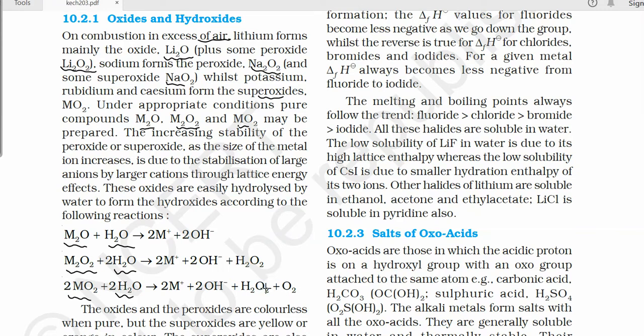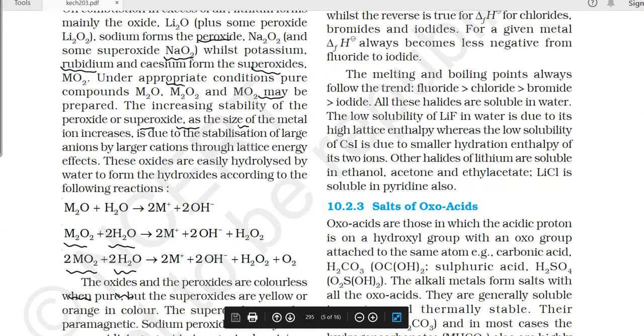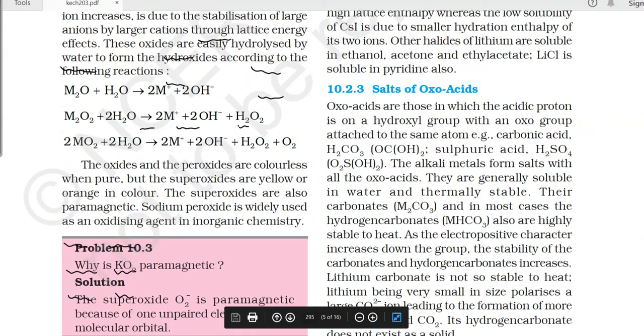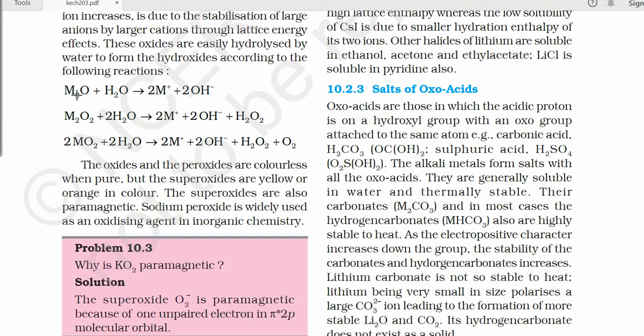The oxides and peroxides are colorless when pure, and superoxides are yellow or orange in color. The superoxides are also paramagnetic. Sodium peroxide is widely used as an oxidizing agent in organic chemistry.